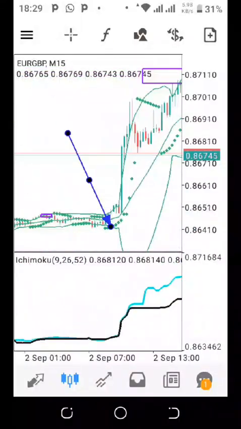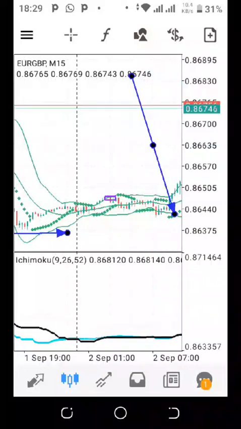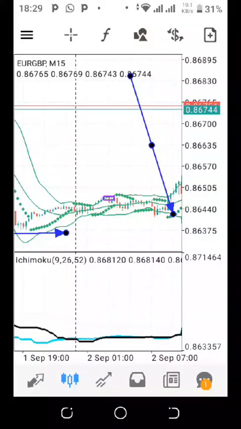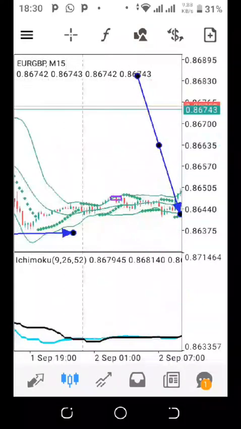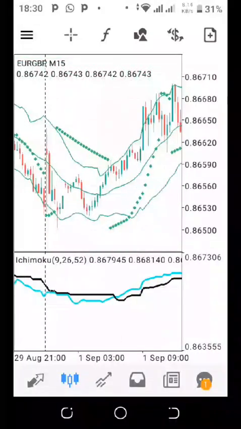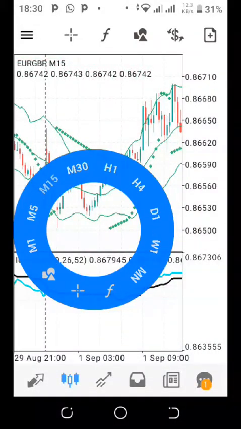Let us go to yesterday. You see it is around here. Then you're going to wait for a pullback. Sometimes a pullback may not happen. What you see is consolidating. So consolidating happens, then you set your trade to enter. Let me go back to the 1 hour.